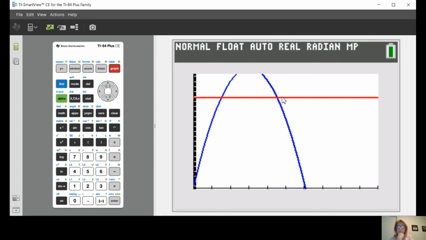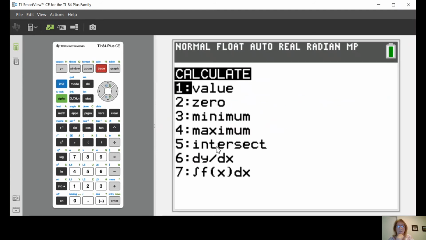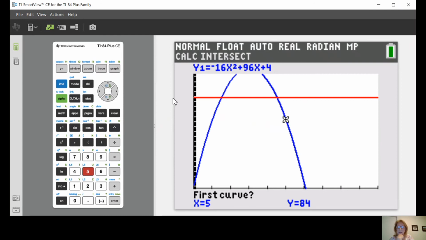And then over here, as it's falling, that place where the blue line hits the red line is another place where it's at 112, and that looks like it's between 4 and 5. 2, 3, 4. All right, so let's use the intersect feature, which you should have learned already. It's one of the calculations over the trace key. So I'm going to hit second calc. I'm going to pick number 5 for intersect.